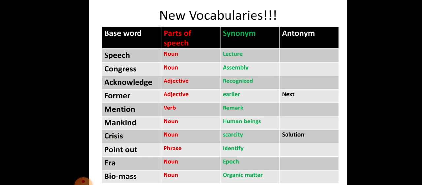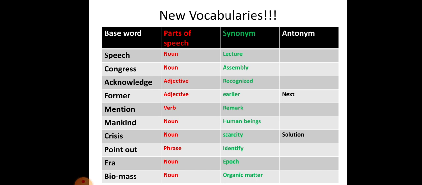That is why we start with speech, and it is a noun, which means lecture. The second word is congress, which means assembly, and it's also a noun. Acknowledge, an adjective, means recognized. Then former, an adjective, means earlier; the antonym is next. Mention, a verb, means remark. Mankind is a noun, meaning human beings. Yes, it represents man, the human, the people all over the world. Crisis means scarcity.